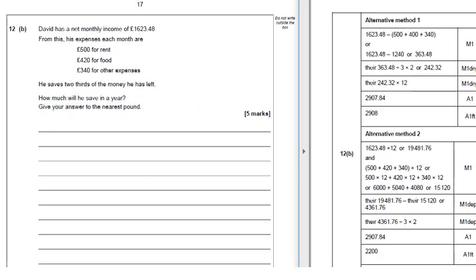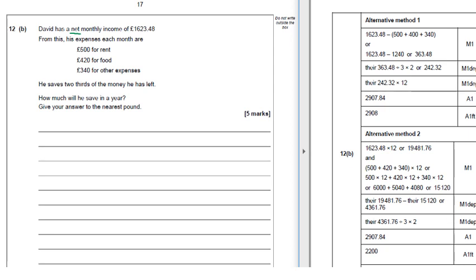Okay, question 12. We're nearly at the end. David has a net income of 1,623.48. Net. I heard Richard Branson describe it as, there's gross and there's net. Net is the thing that you want. Say if you're fishing, you get a load of stuff in your net, but then you have to throw some stuff away. So the stuff in the net is the bit that you get to keep. So it's saying after the tax.